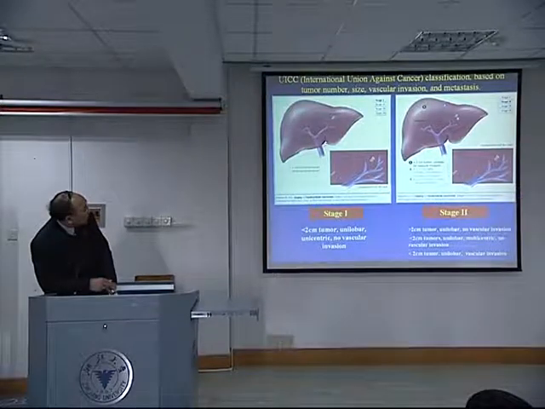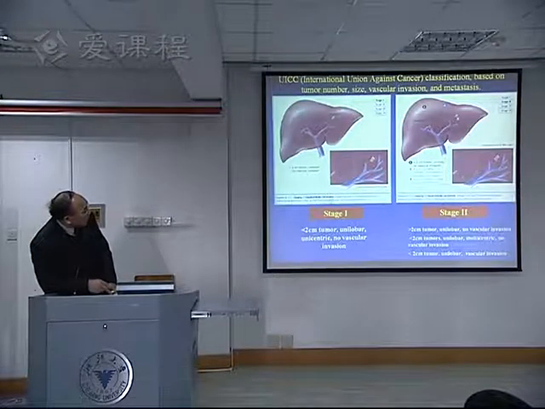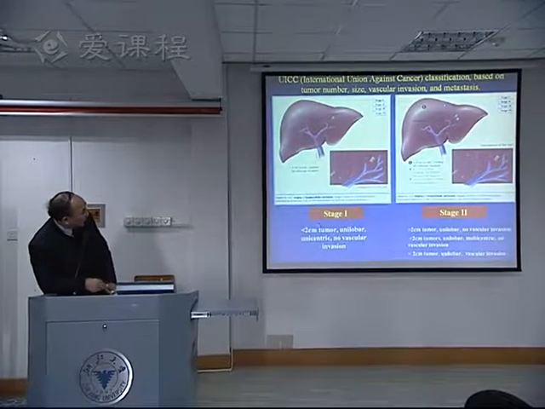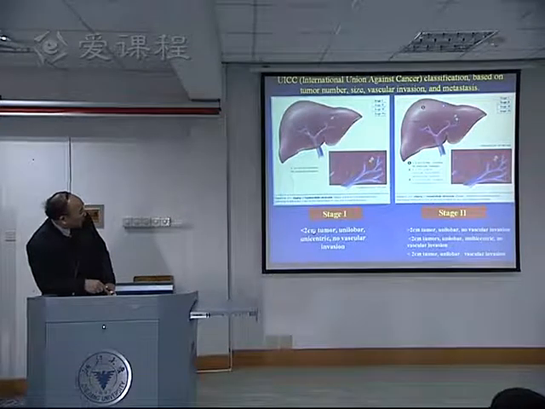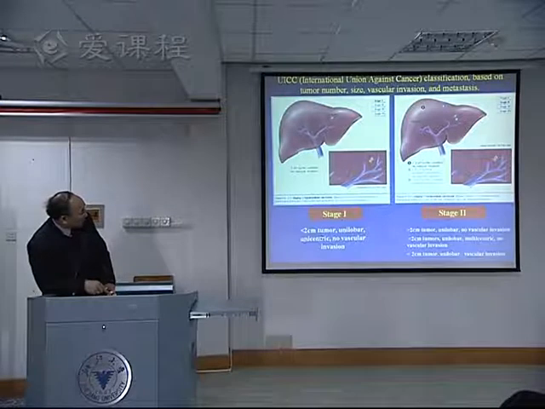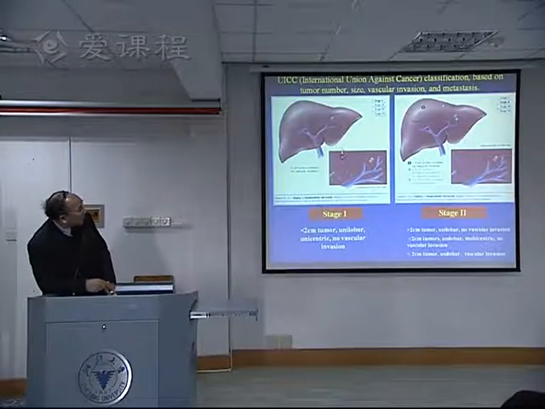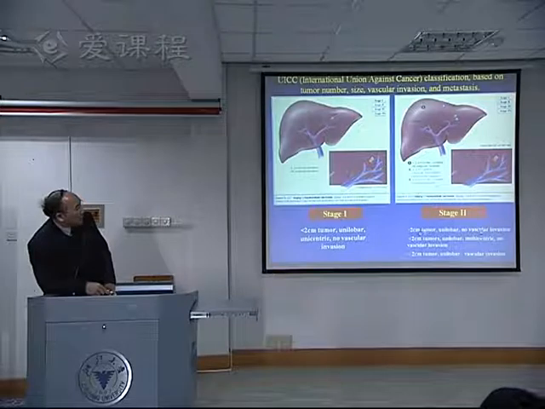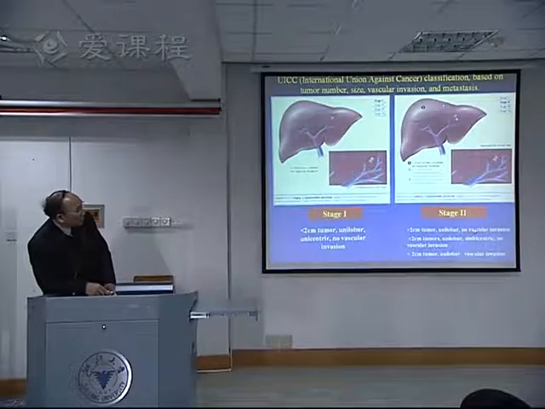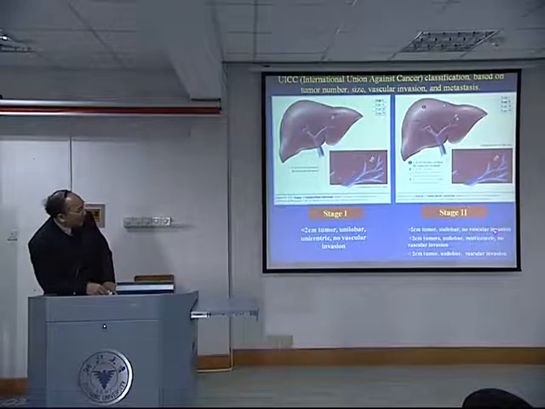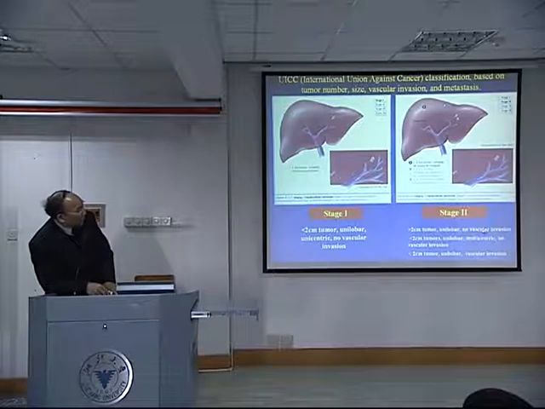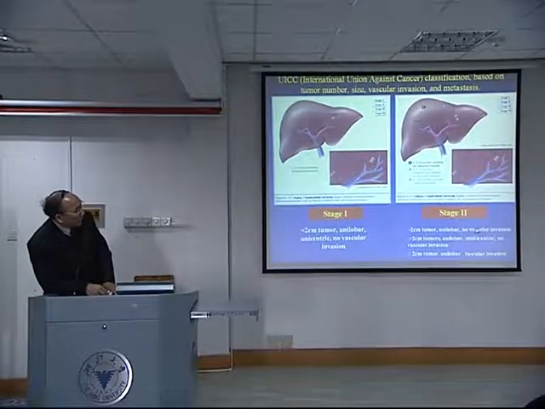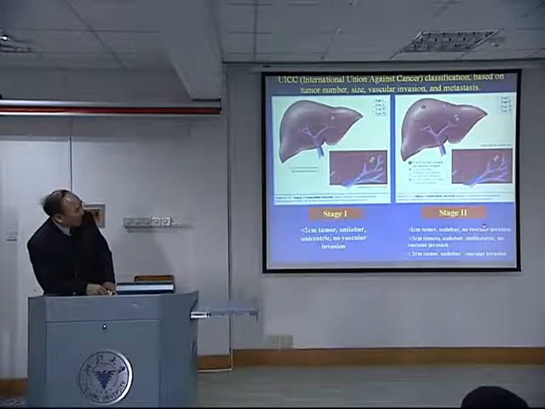Here we show stage 1, 2, 3, 4. The stages differ by tumor. Stage 1 is a tumor less than 2 centimeters, a single tumor, with no vascular invasion. So I think stage 1 is only HCC. In stage 2, usually the tumor is more than 2 centimeters, with no vascular invasion. So hepatocellular carcinoma with or without vascular invasion is very important. If we find vascular invasion, post-operative recurrence may be high. This is very important.